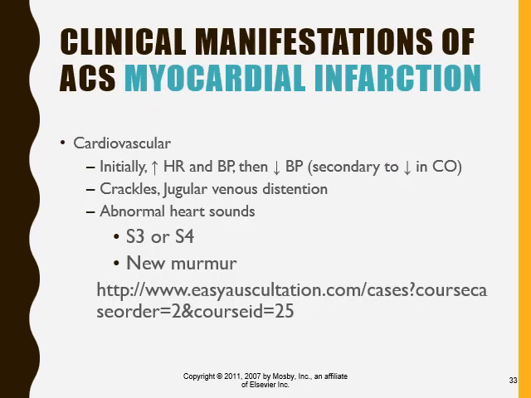Some of the things that may happen: heart rate may go up, and so might the blood pressure, but also watch down and see, does the blood pressure go down? It may go down because the cardiac output has gone down. Listen to the lungs. Look at the neck in a 45-degree angle to see if there's jugular venous distension. And listen for anything other than an S1 and S2. These are called S3 and S4. There's a YouTube for this, or easy auscultation.